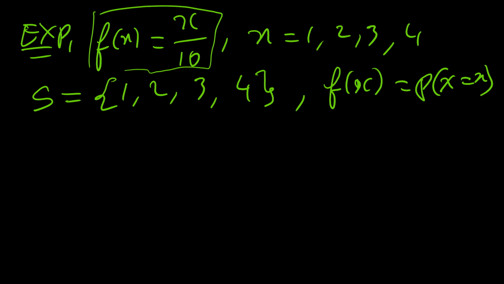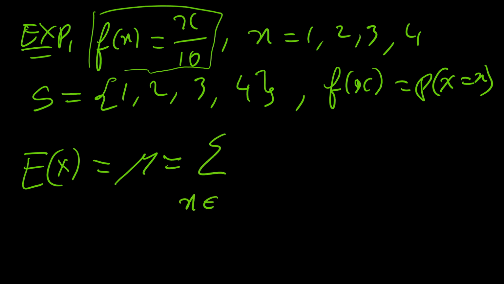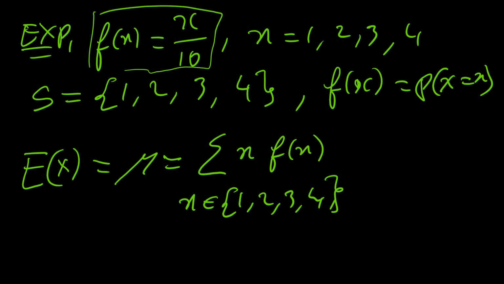So if you want to find the expectation of X, which is also the mean, that's the population mean, because we are taking this from a distribution. This is going to be the summation of x in the sample space, here 1, 2, 3, 4, and then x f of x. So what we have to do is just plug the numbers in, then get the expected value.